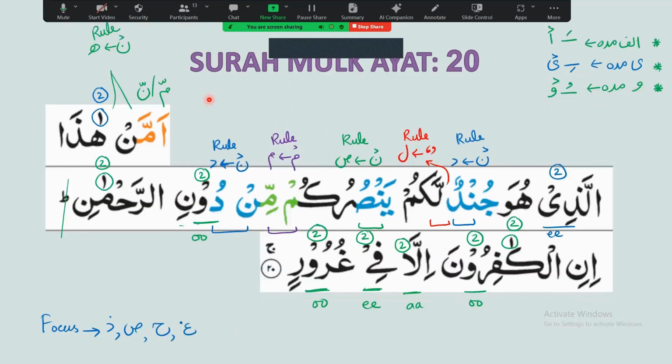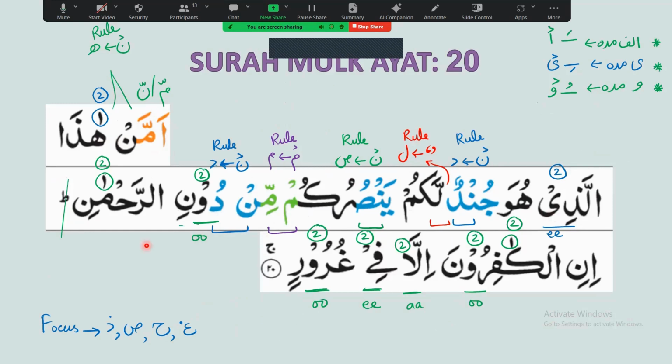Next ayah starting with amman, hamza letter, and joining that with the next letter of meem because of tashdeed and saying amman. I'm making a nasal sound on meem letter and staying for a bit because there is a meem tashdeed. Amman.